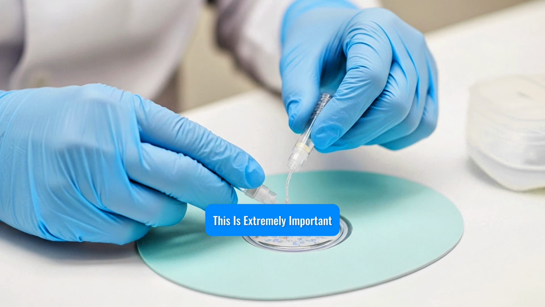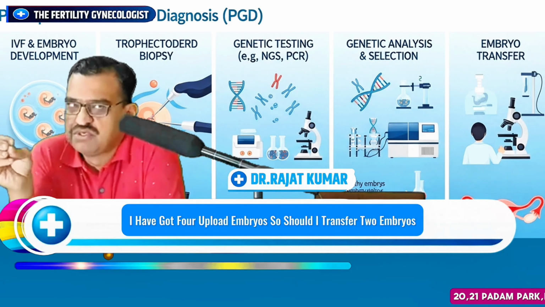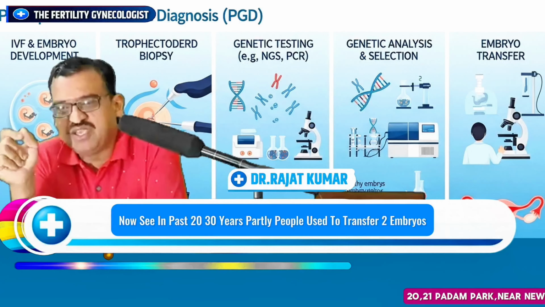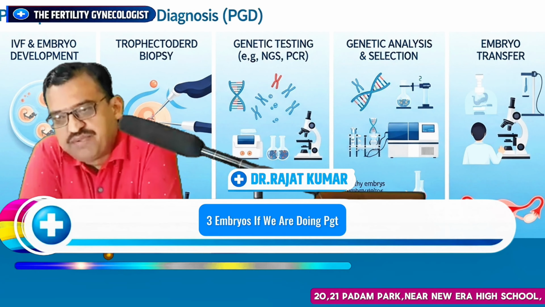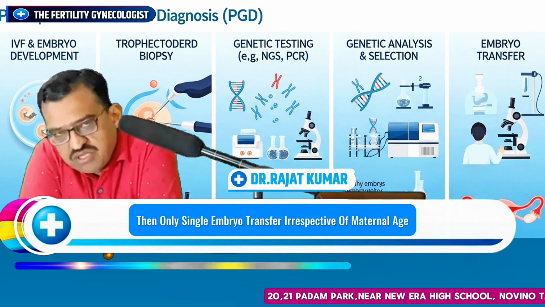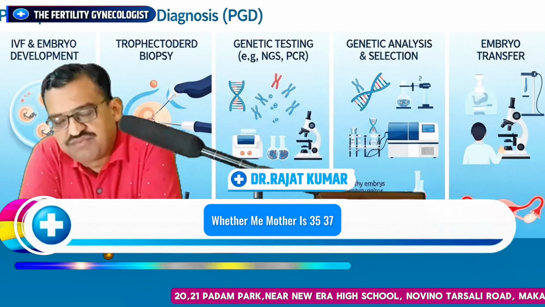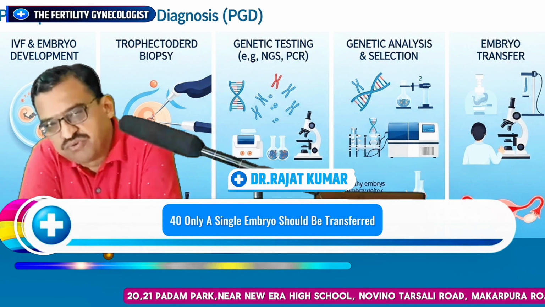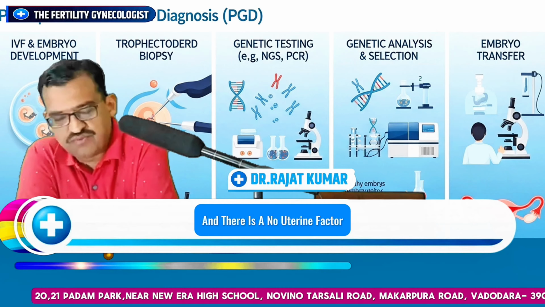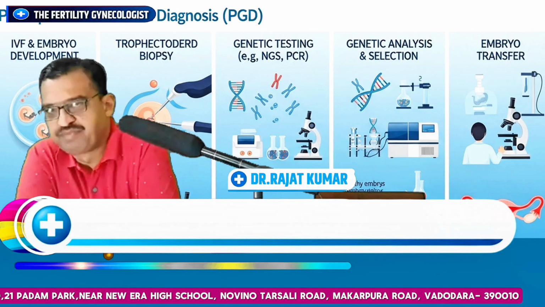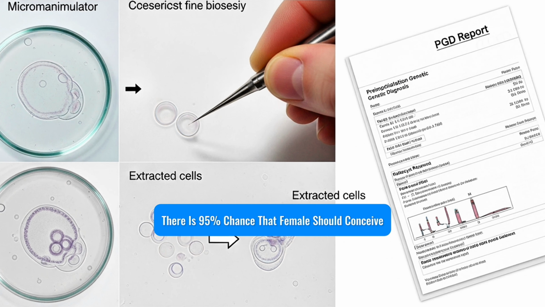This is extremely important. Suppose I have done a PGT and I have got 4 euploid embryos. So should I transfer 2 embryos? Now see, in the past 20-30 years, earlier people used to transfer 2 embryos, 3 embryos. If we are doing PGT, then only a single embryo transfer, irrespective of maternal age, whether the mother is 35, 37, 40, only a single embryo should be transferred. And if we do 3 such consecutive cycles, if there is no uterine factor, no endometrial factor, then in 3 consecutive cycles, there is a 95% chance that the female should conceive.